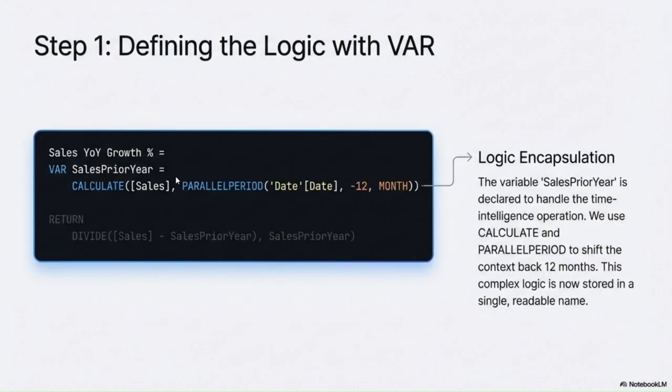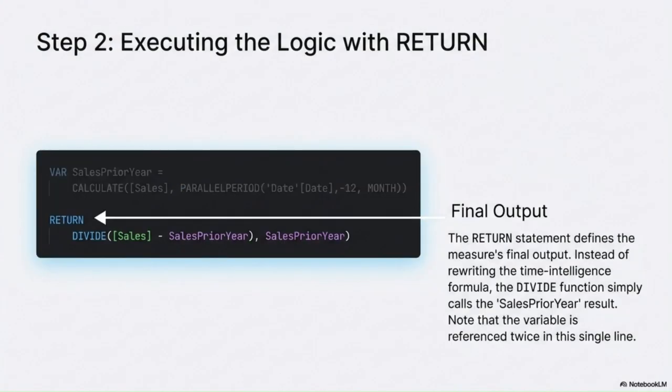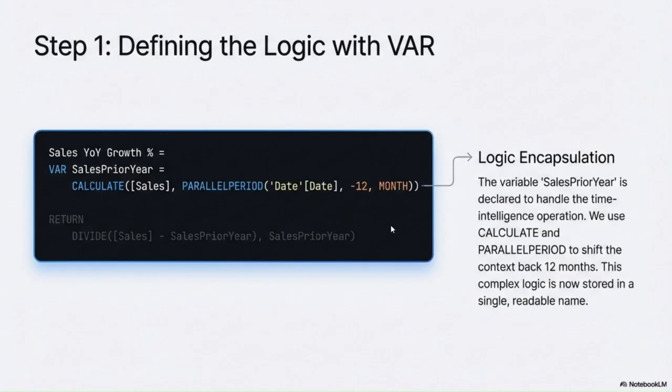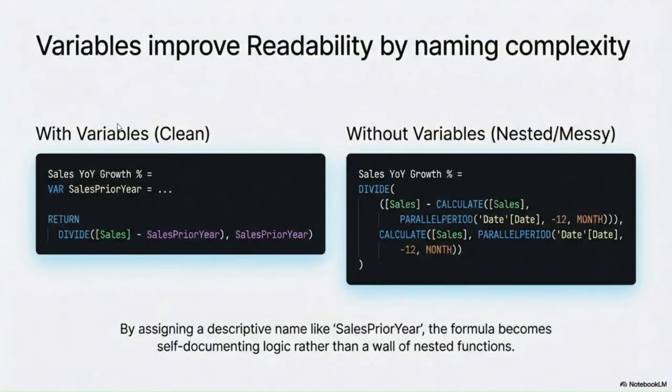Here you can see the comparison. Without variables, the same calculation appears multiple times, making the formula long and hard to read. On the left side, you see a measure written without the variables, and the same calculation appears multiple times, making the code long and difficult to maintain. On the right, the same logic is written using variables. Notice how the formula becomes shorter, cleaner, and much easier to understand.